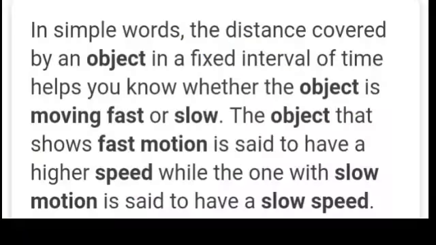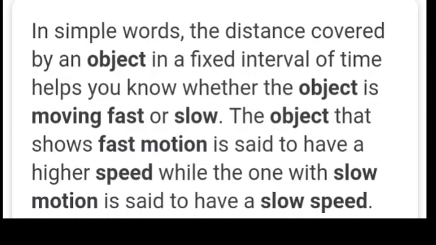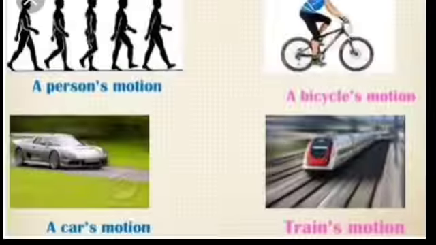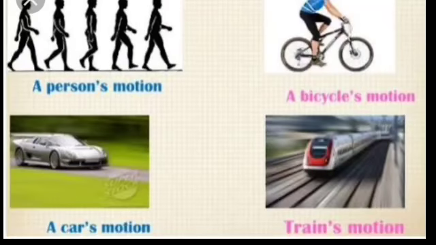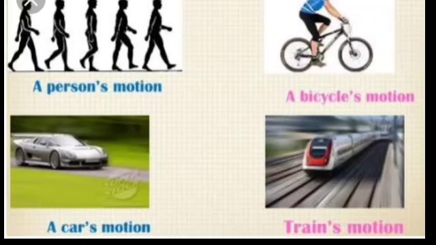In simple words, the distance covered by an object in a fixed interval of time helps you know whether the object is moving fast or slow. The object that shows fast motion is said to have a higher speed, while the one with slow motion is said to have a slow speed. For example, a person's motion, a car's motion, a bicycle's motion, a train's motion. A person moves slower than a cycle and a car moves slower than a train.